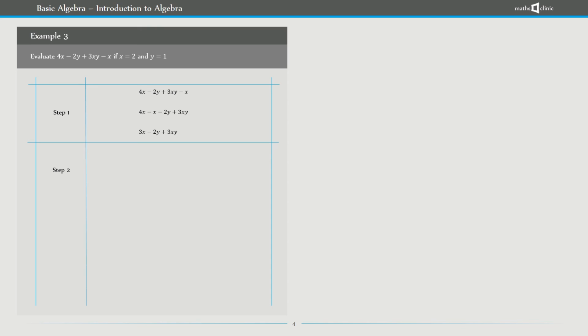The next thing we want to do is substitute the values x equals 2 and y equals 1 into that expression. Anywhere you see x, you put 2, and anywhere you see y, you put 1. So we have 3x, so 3 times 2, minus 2y, so 2 times 1, because y is 1, plus 3xy. xy means x multiplied by y, i.e. 2 multiplied by 1, and that's 3 multiplying 2 times 1. Then what you have in the end is 6 minus 2 plus 6, and you have a final answer of 10. And that is how you evaluate algebraic expressions.